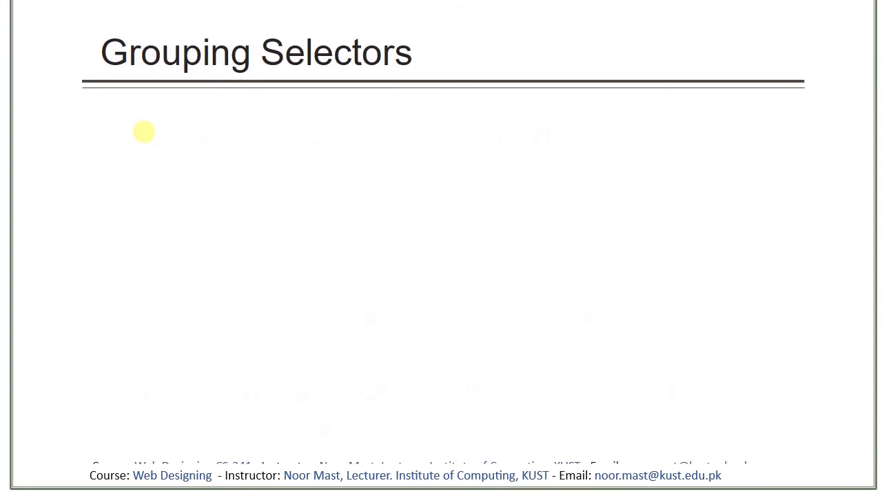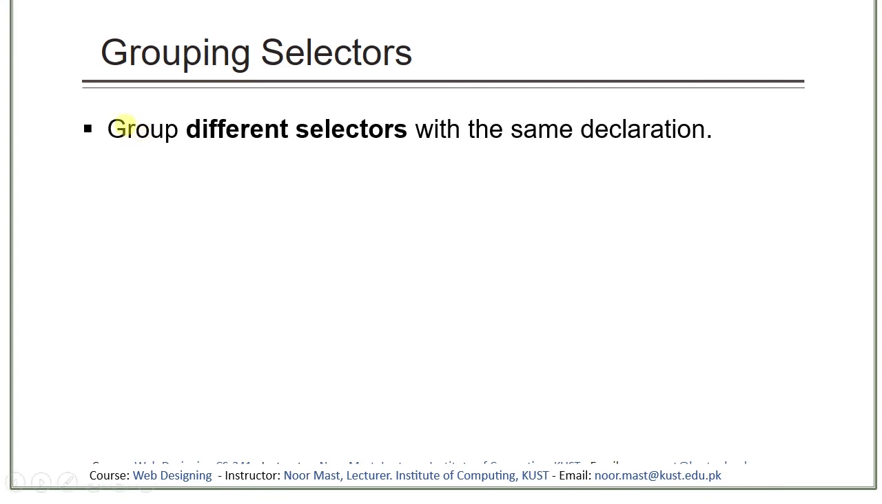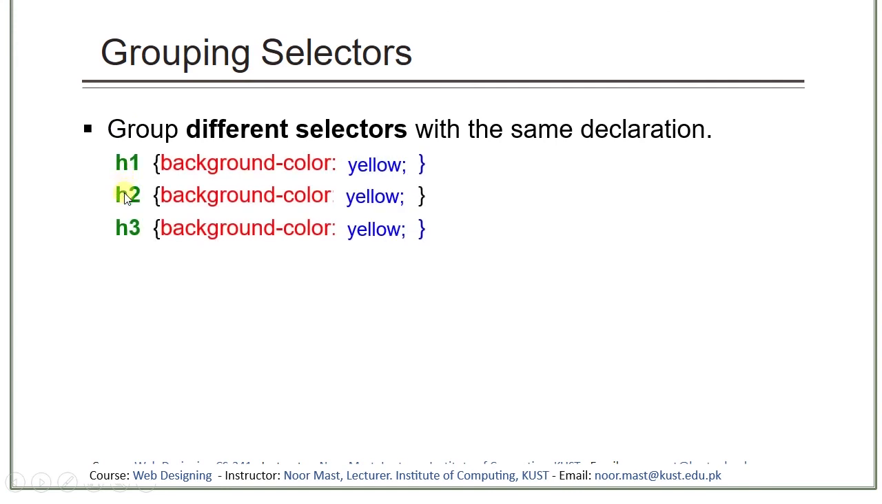Now to show you how to group different selectors. So it's also possible to group different selectors together if they have the same declaration. So consider the following code. The declaration section for H1, H2 and H3 selectors is the same, that is to set the background color to yellow.